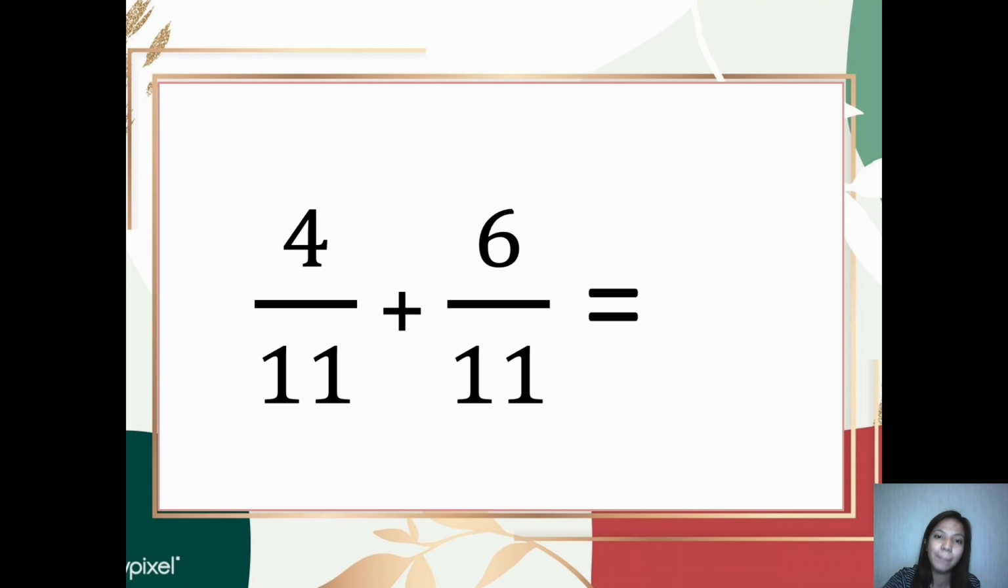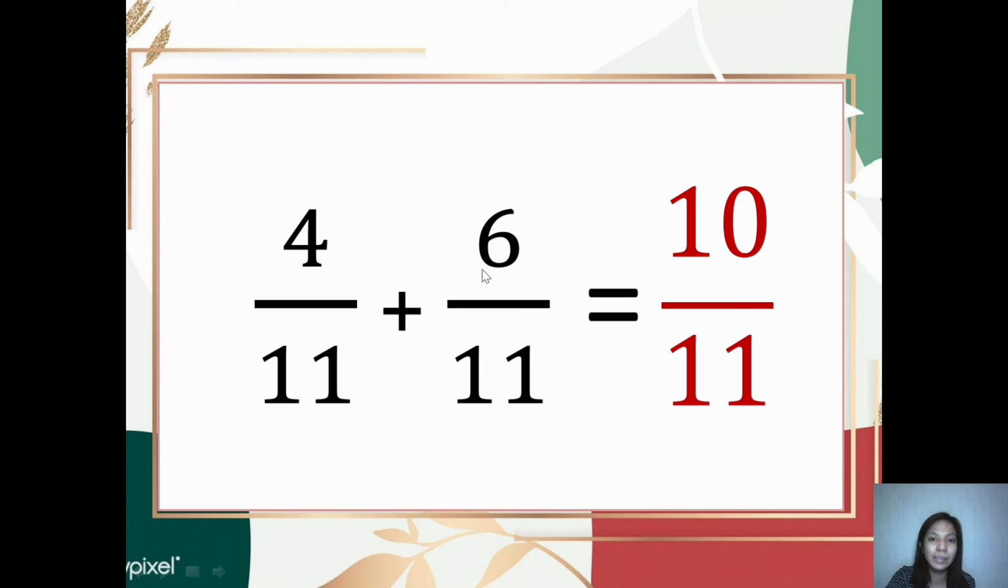Alright? Next. 4/11 plus 6/11. So the same denominator, just copy 11. 4 plus 6, 10. And then copy 11. 10/11. 10 is smaller than the denominator, so no need to make it into a mixed number. Alright? So, do they have a common divisible number? No. Okay. So, this is the final answer.